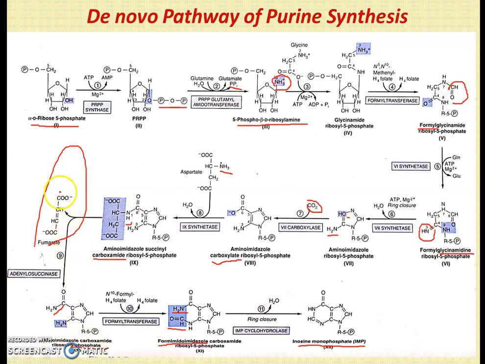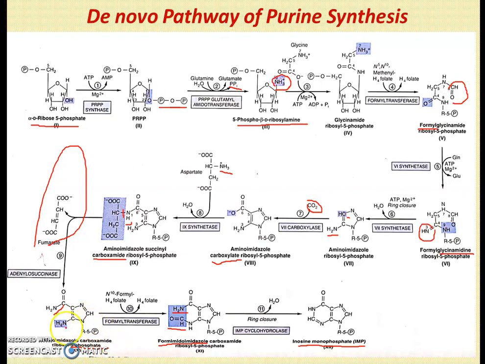The fumarate is broken down from this one. It is cleaved. The aspartate is broken down at this position, forming fumarate. The amino group is attached, forming aminoimidazole carboxamide ribonucleotide.